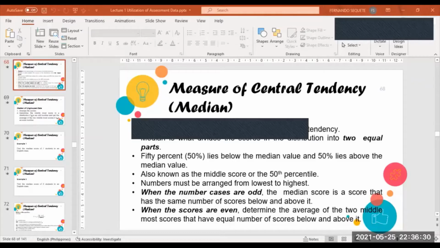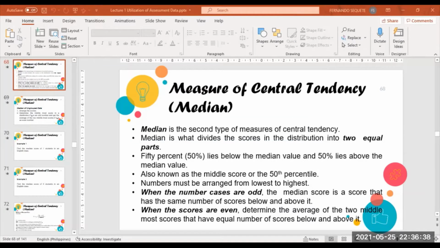Good day, everyone. So we will now continue discussing one of the measures of central tendency, which is your mode. But before that, let me share my screen. And I hope that you got to experience how to solve and comprehend the other measure of central tendency, which is your median. Okay. That median is the second type of measures of central tendency.